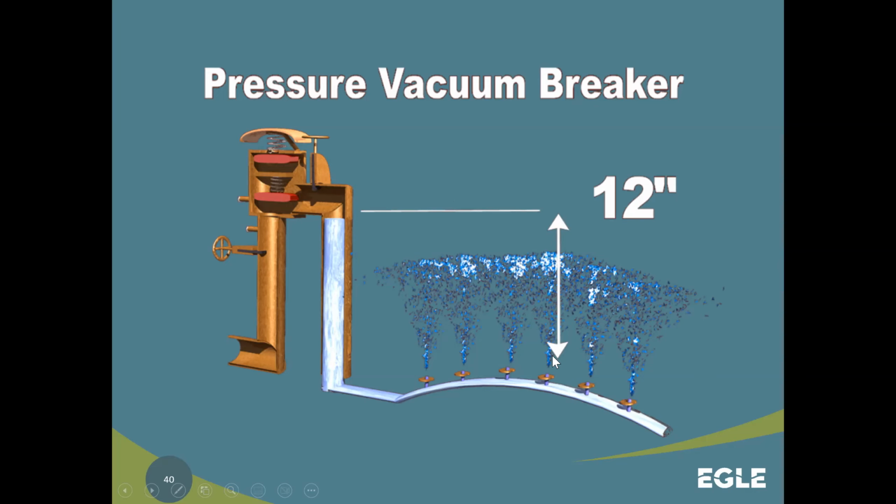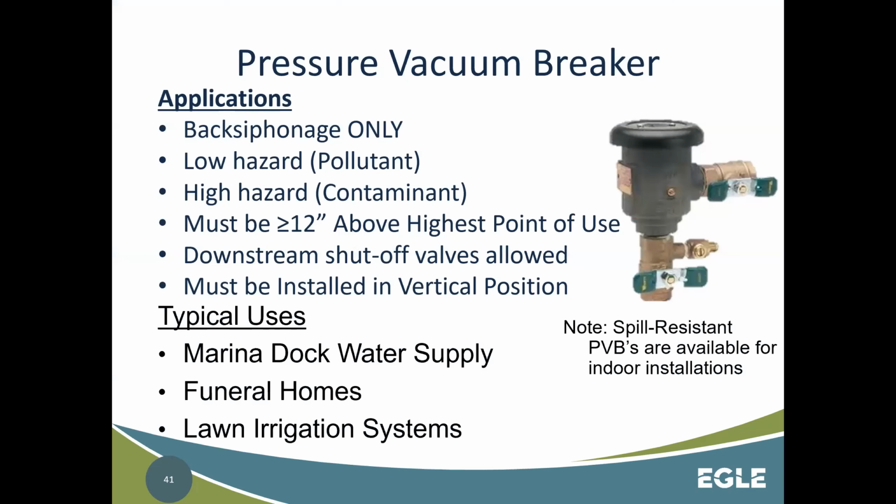So lawn irrigation systems and stuff, that's why you see these on the outside of houses, because this is the most commonly used area for those, lawn irrigation systems. And you see them on the outside of houses and businesses, and they are typically higher than the highest point of use by at least 12 inches, okay? So things to know about them.